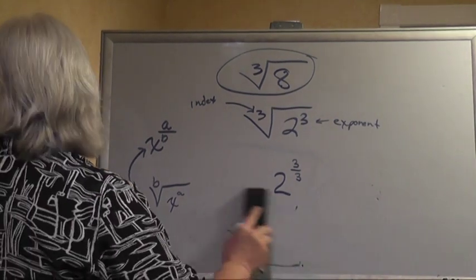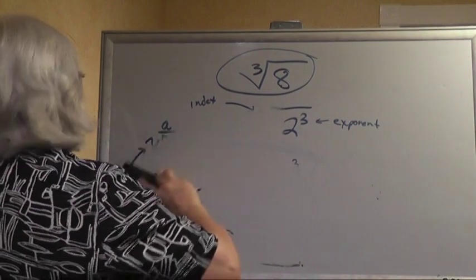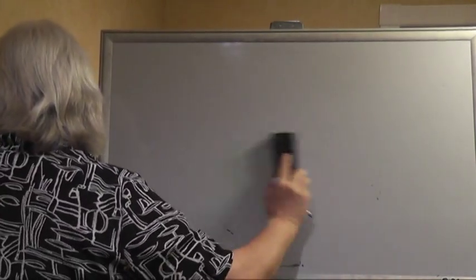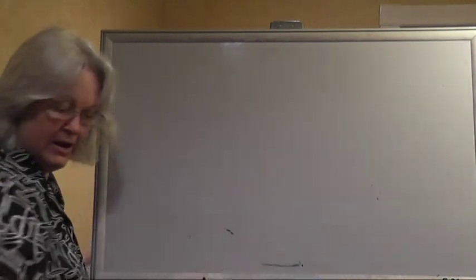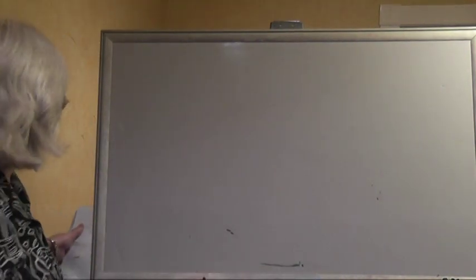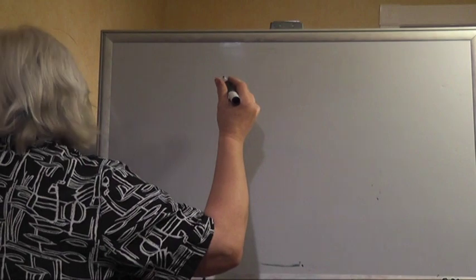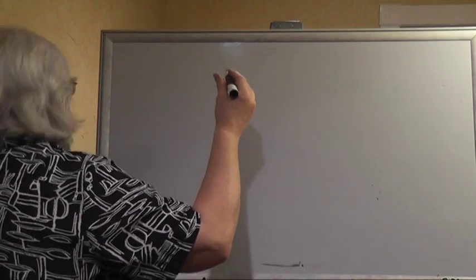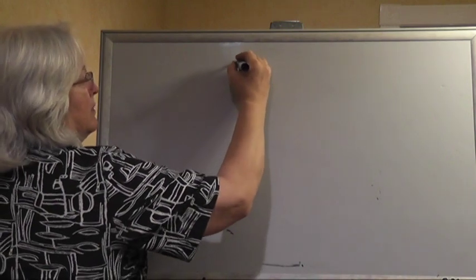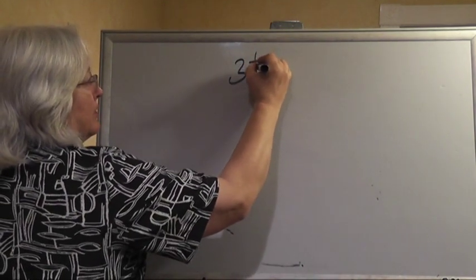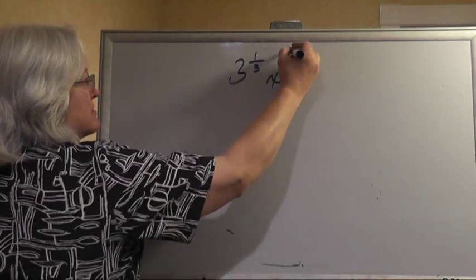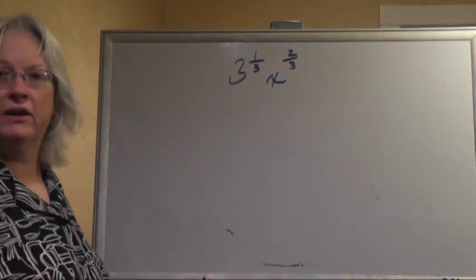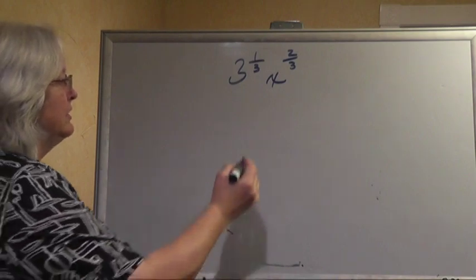And that was example number 3. Let me do example number 4 now. We have to change 3 to the 1/3, x to the 2/3 to radical form. Okay?